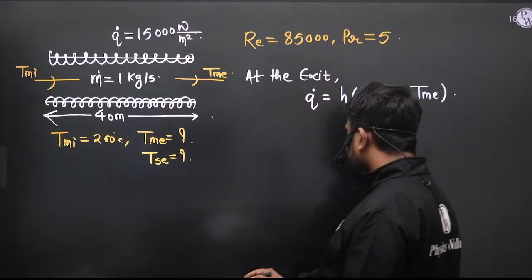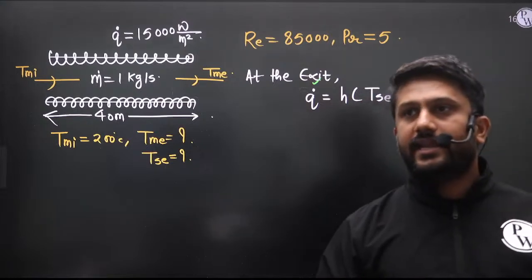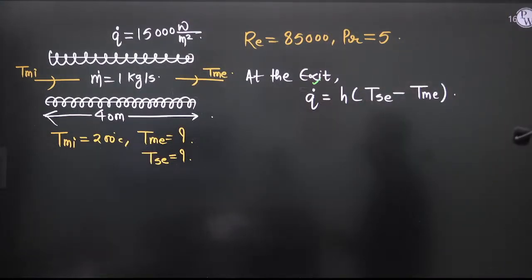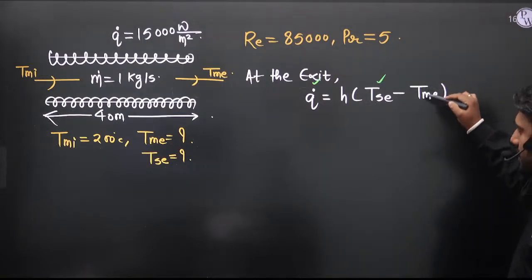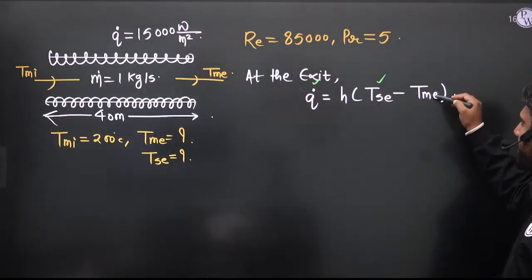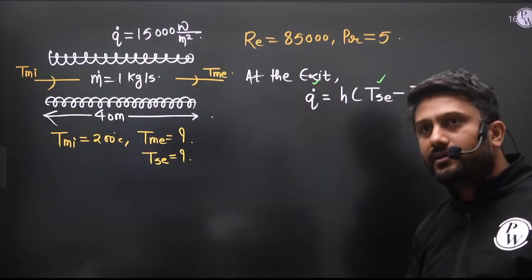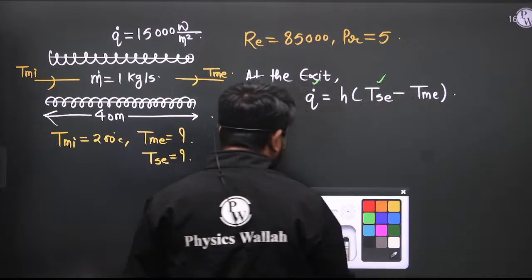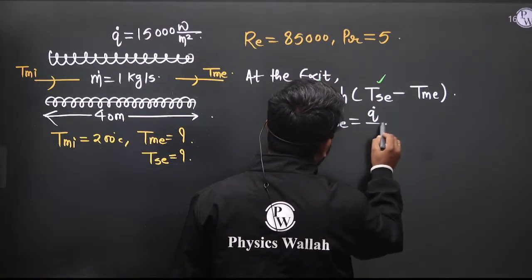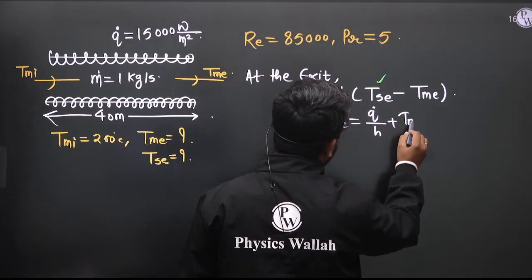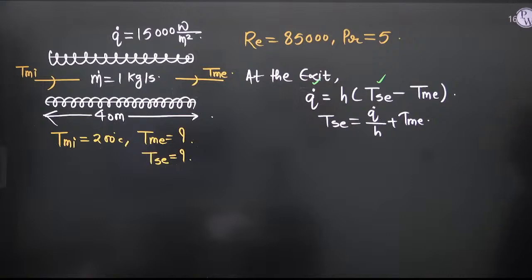So if you see this equation, Q dot is known. TSE we have to calculate. TME is unknown. For calculation of TSE, TME is required. And H, the convective heat transfer coefficient, is also required. So we can write that TSE is equal to Q dot by H plus TME. Now Q dot is known. Now focus on the calculation of H.